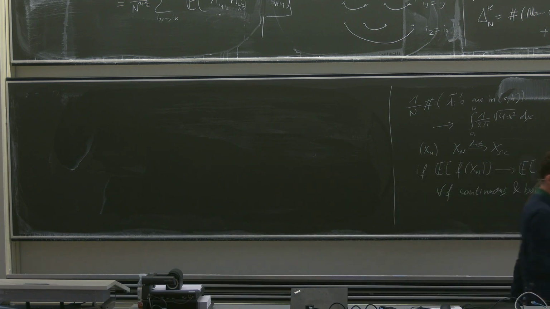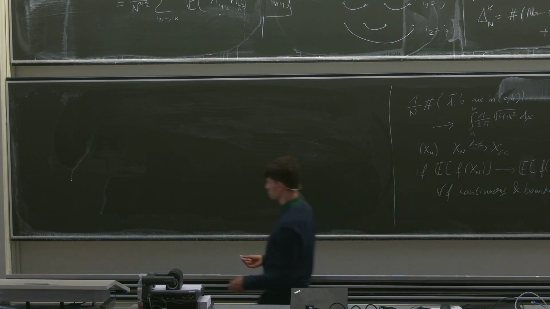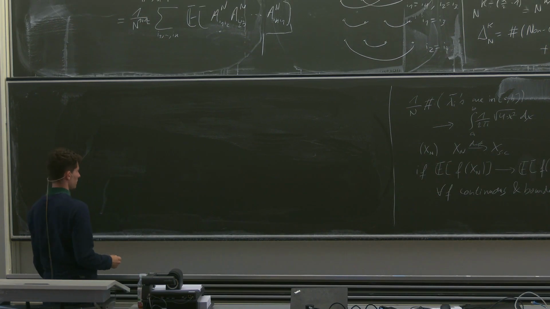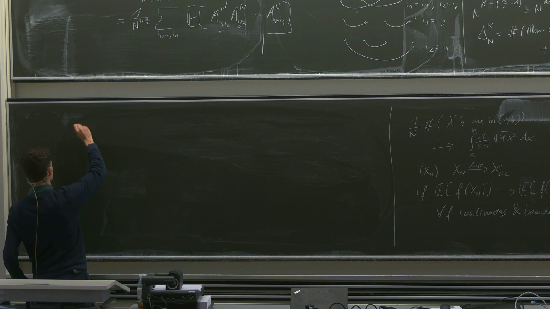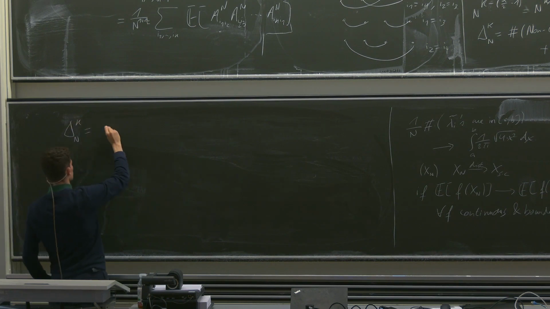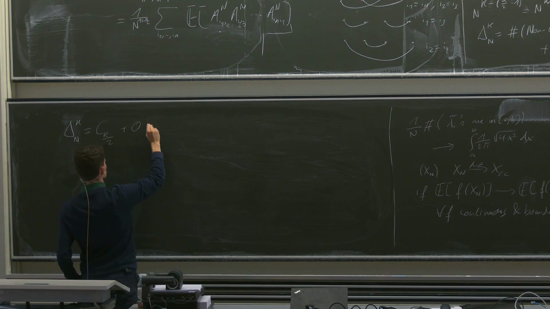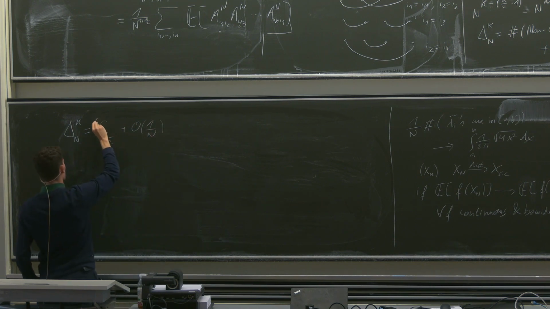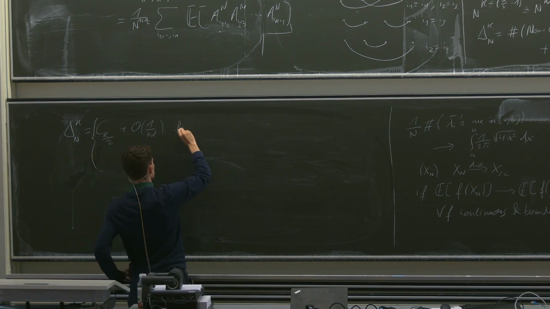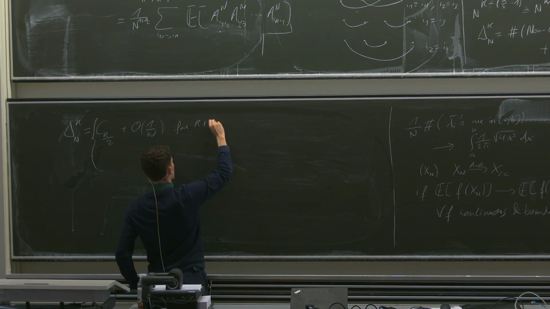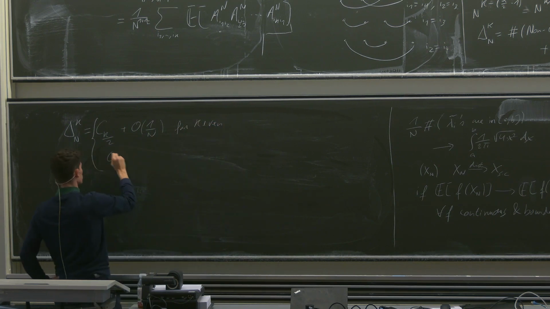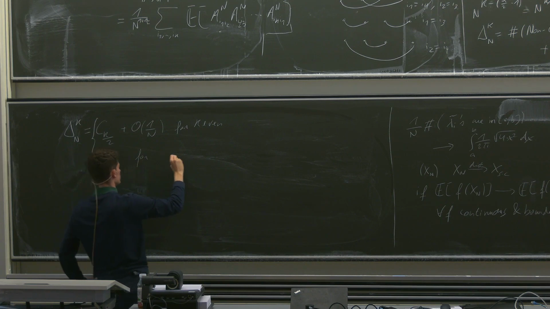So let me repeat what we have shown. We have shown that this quantity delta_nk is equal to C_{k/2} plus little o of 1 divided by n for k even, and this is equal to 0 for k odd.